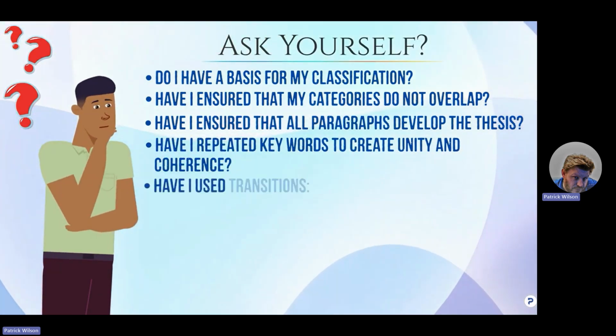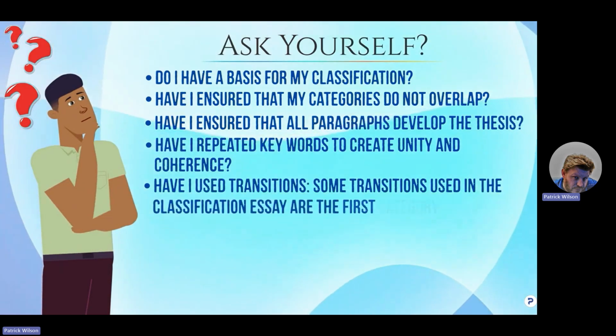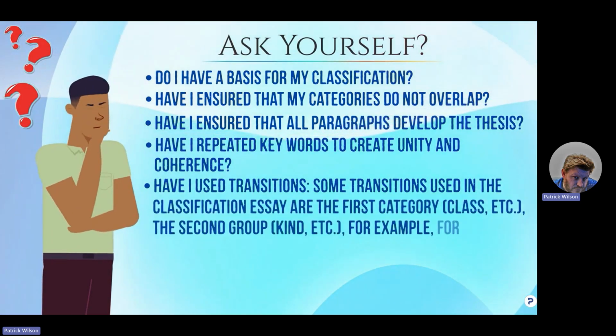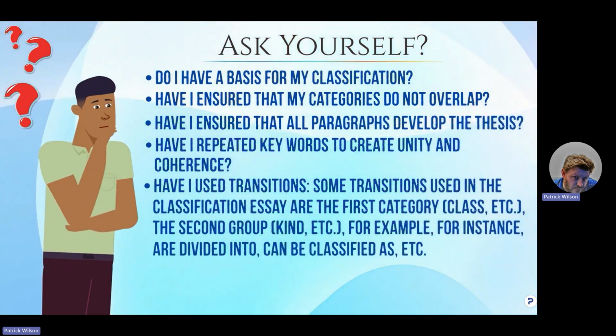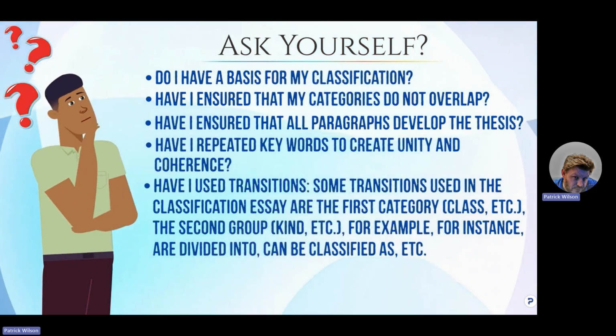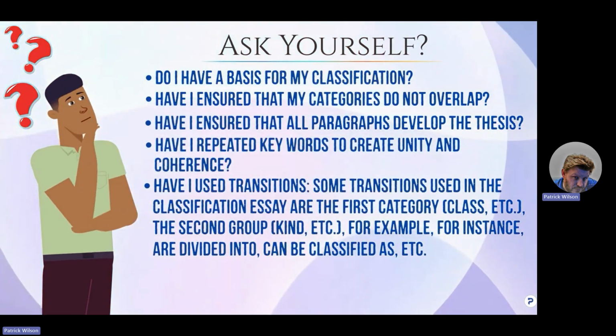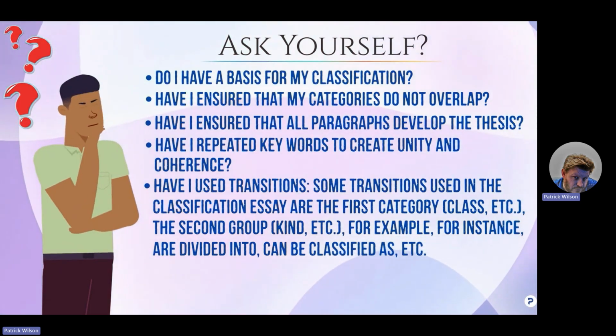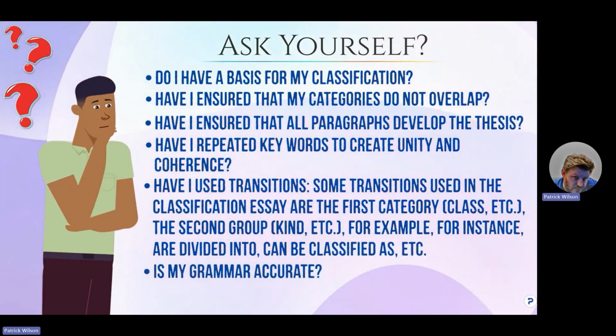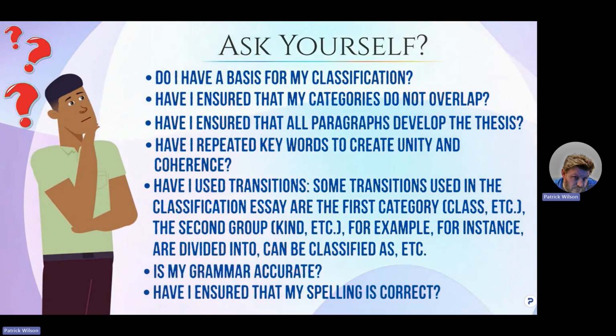Have I used transitions? Some transitions used in the classification essay are the first category, class, etc. The second group, kind, etc. For example, for instance, are divided into, can be classified as, etc. Is my grammar accurate? Have I ensured that my spelling is correct?